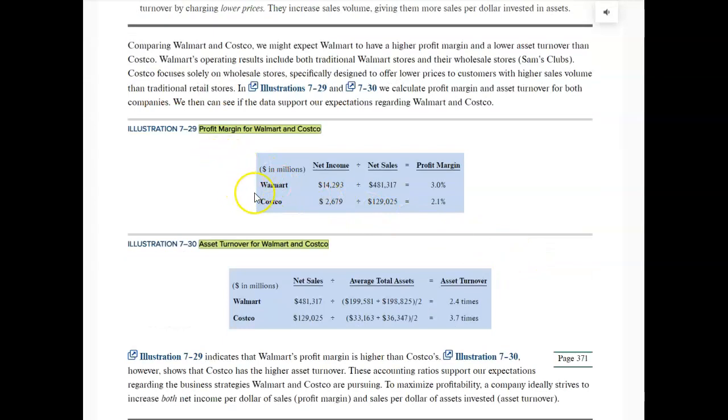To calculate for those two companies, profit margin, so net income divided by net sales, 3%. This means that for every $1 of sales Walmart has, 3 cents, 3% of a dollar, is profit. Costco, a little bit less, just 2.1 cents per dollar of sales. Asset turnover just means, in a way, how efficient you are in raising revenue, sales, on the assets you're using. So average assets again, divided into net sales, 2.4 times for Walmart, Costco 3.7 times.